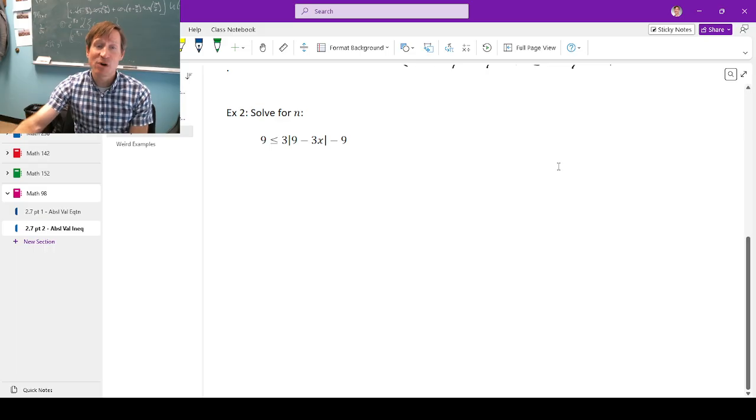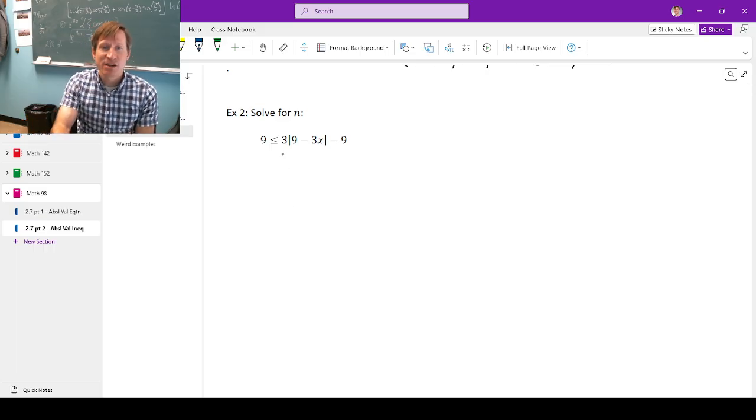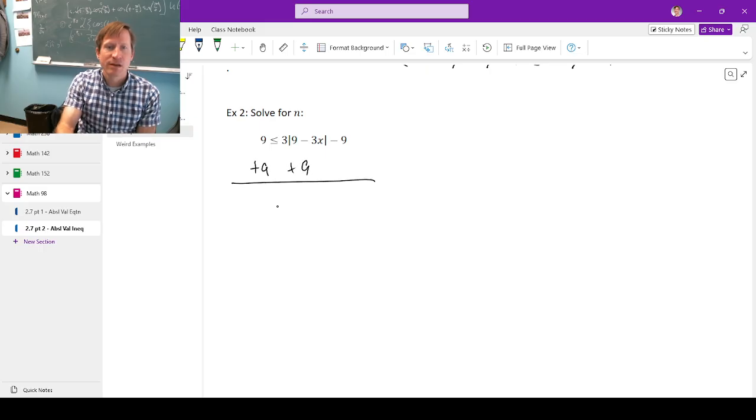Let's solve this inequality for n. 9 less than or equal to 3 times the absolute value of 9 minus 3n, and then outside the absolute value, minus 9. All right, first thing we need to do is isolate the absolute value, so add 9 to both sides. We get 18 less than or equal to 3 times the absolute value of 9 minus 3n.